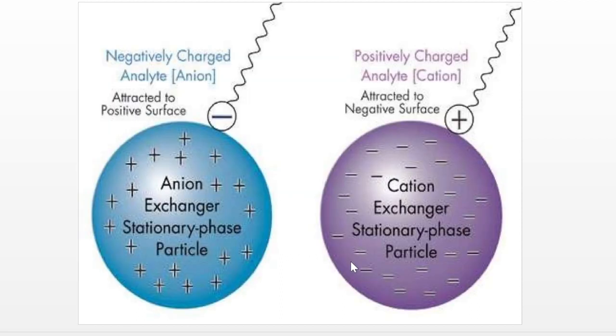Here is the diagram in which we can see the anion exchanger stationary phase particle is attracted to a positive surface and the cation exchange stationary phase particle is attracted to a negative surface.